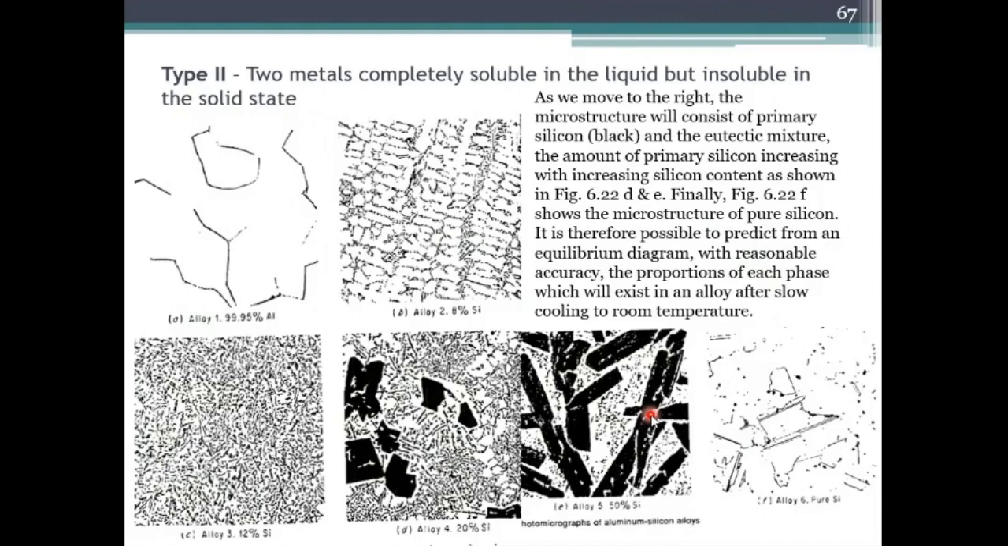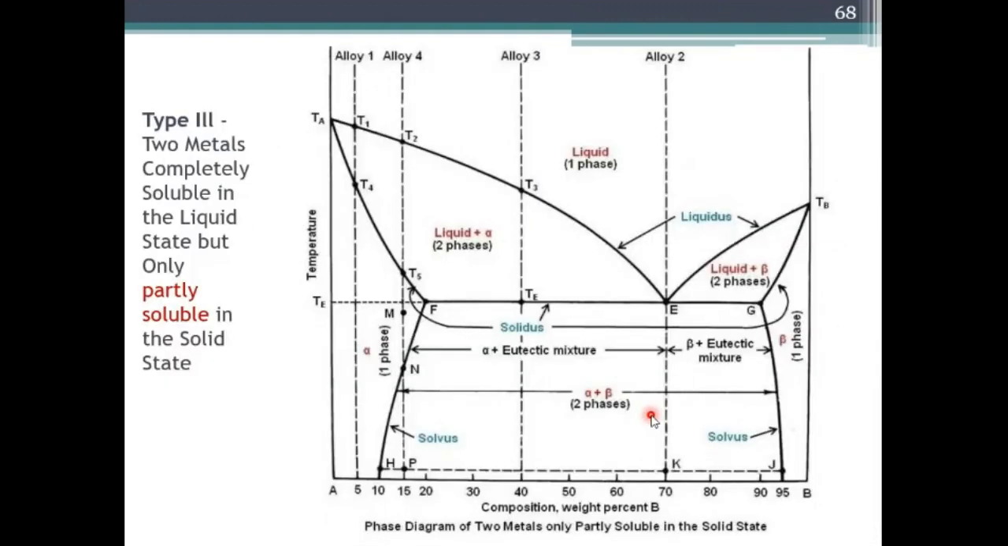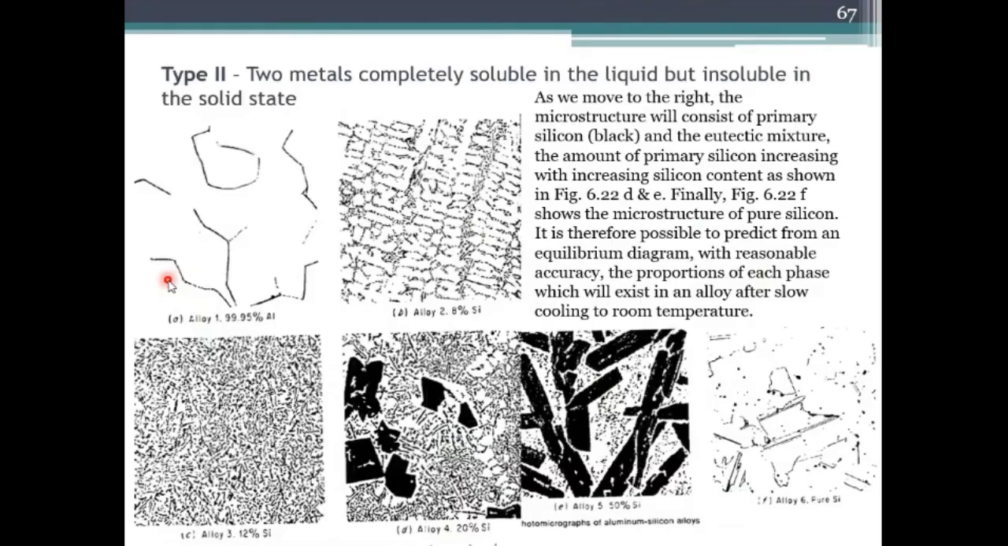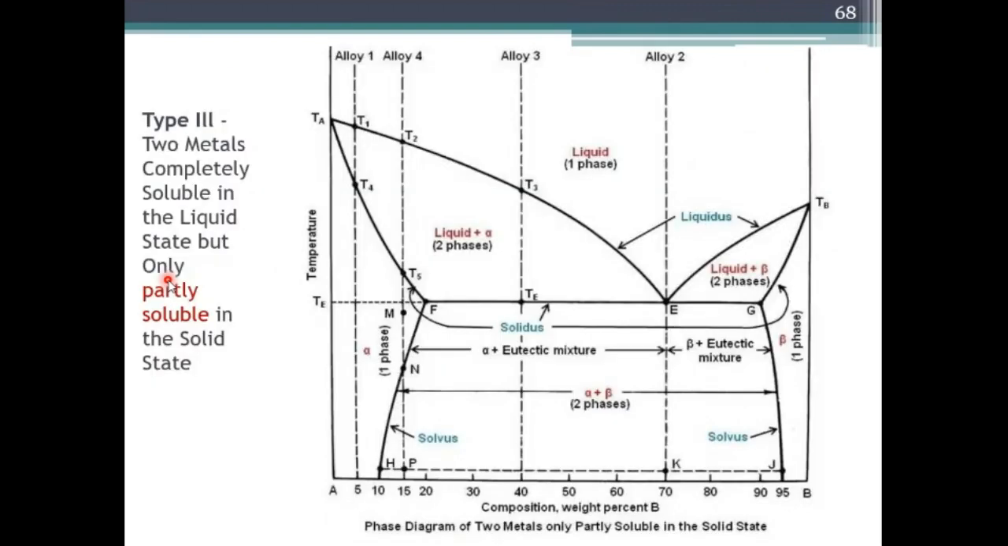So now we have seen all this in the last class itself, and this mixture also we have seen. Two metals, but only partly, the type 3. Till now we have seen the type 2. Only this type 3 we are going to see now.